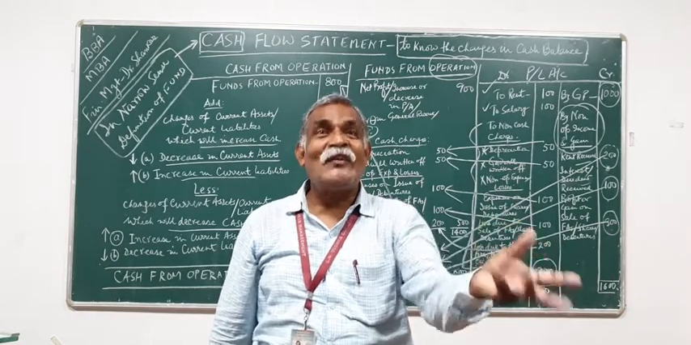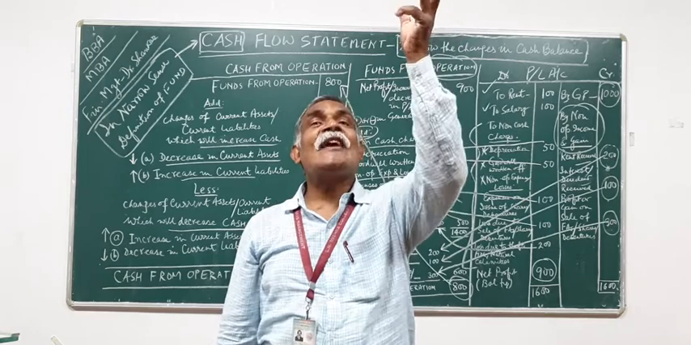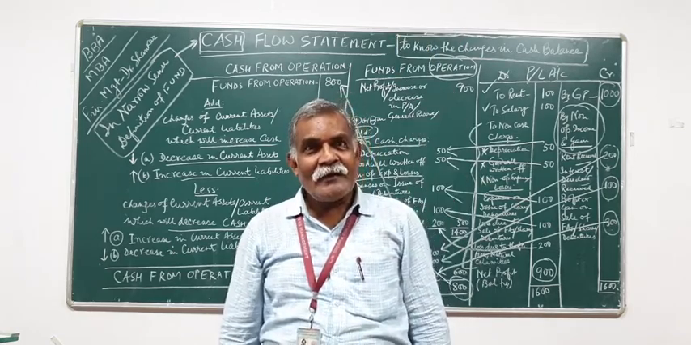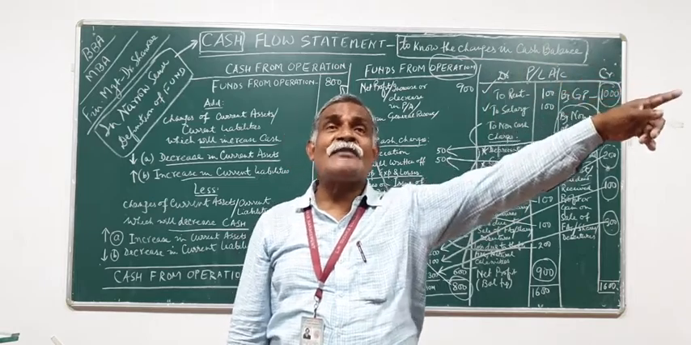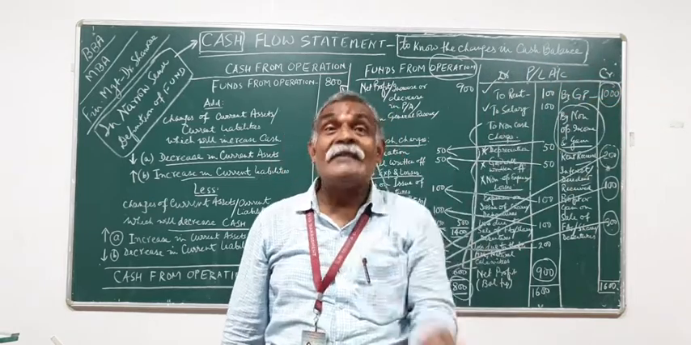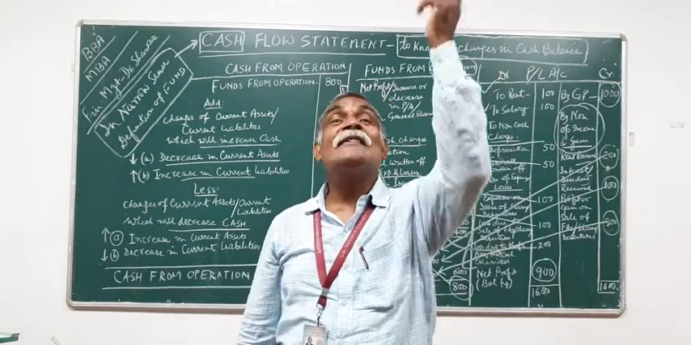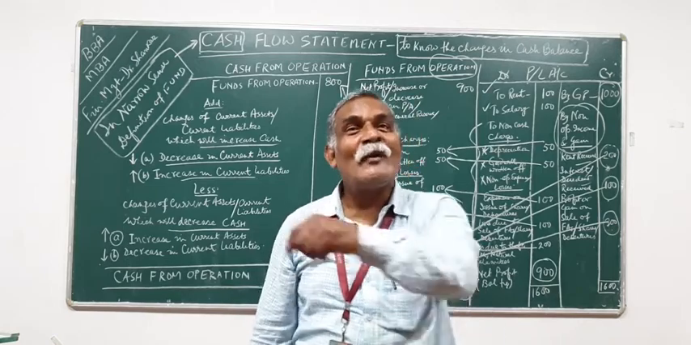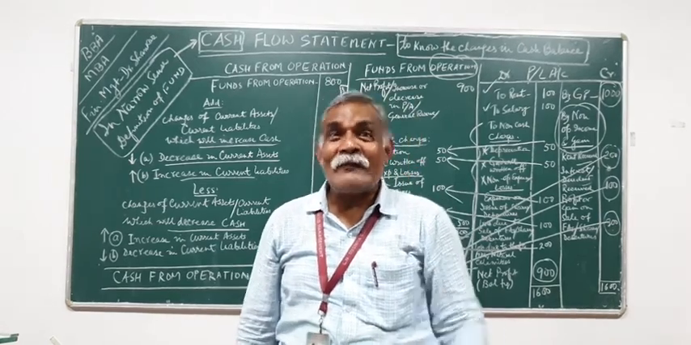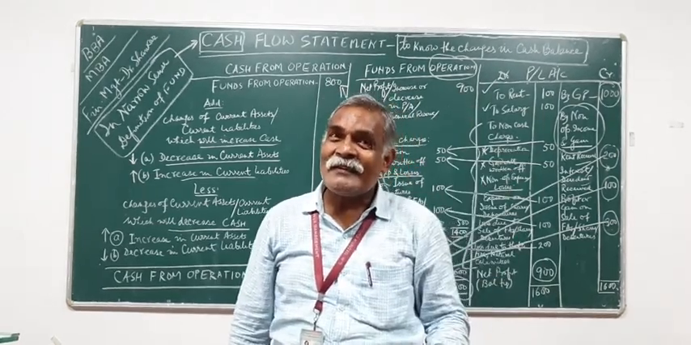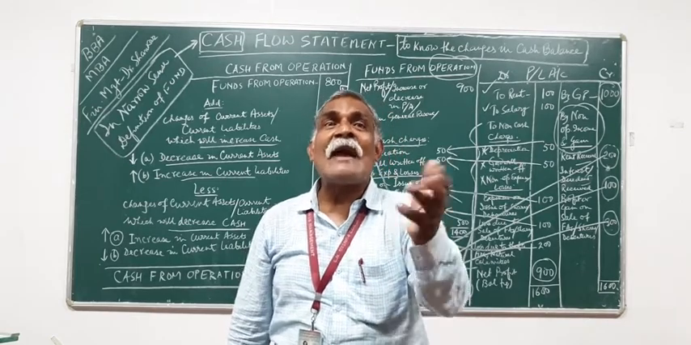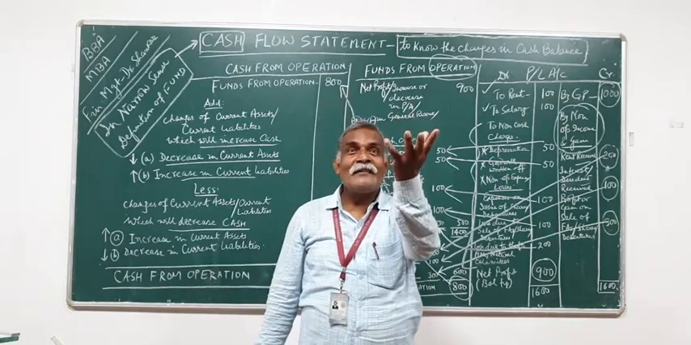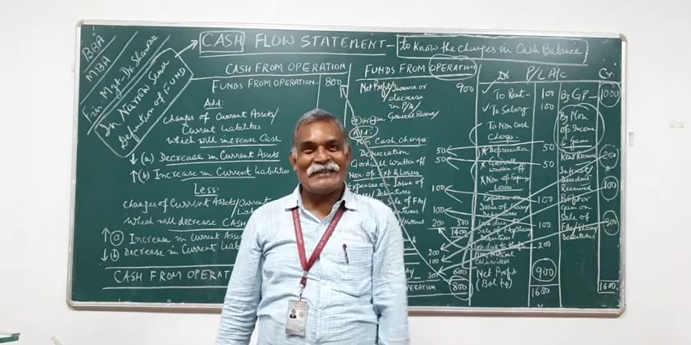So which change will increase cash and which change will decrease cash, that we have to see. In the fund flow statement, in the schedule, what we have seen is that an increase in current assets has increased working capital. But what about here? If the current assets increase, what do you think about the impact on cash? If the current assets increase, the cash of the organization will decrease.